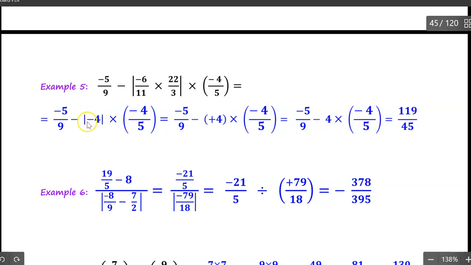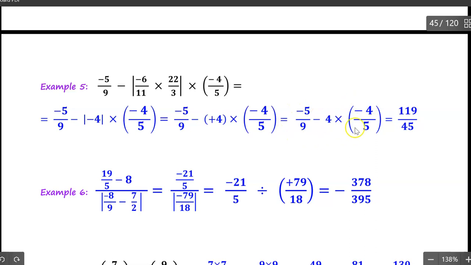After this, I will work with the absolute value. I take this bracket away and it turns into a normal bracket and it turns into a positive 4. Then I clean up all the negatives here. I clean up the bracket. So negative 5 over 9 is still there. Negative times positive gives you a negative 4. And I multiply it with a negative number, so I still have to put this in a bracket.